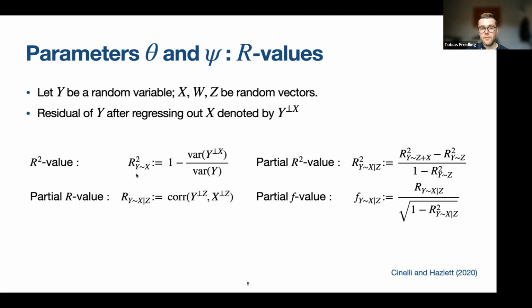Now, if Y and X as variables are actually one-dimensional, then the R square value is just a squared correlation. So if Y and X are one-dimensional, we can also define an R value just as the correlation, and by extension also a partial R value. And the last bit of notation that I need is the f value. So this is just a monotone transformation of the corresponding R value. Basically I use it to make notation a bit easier.